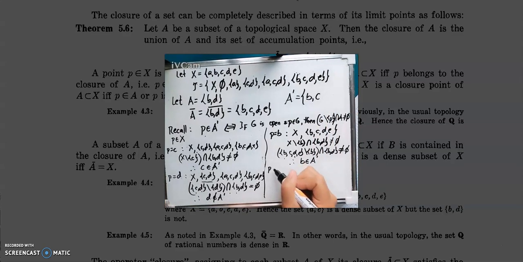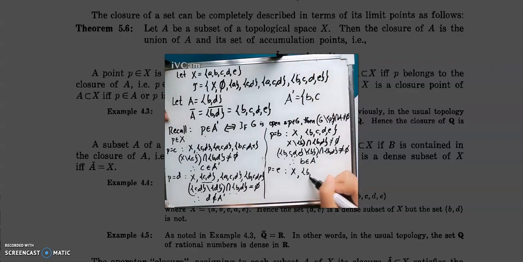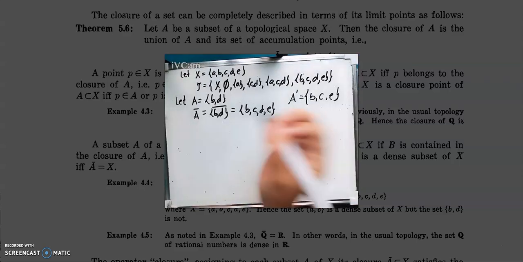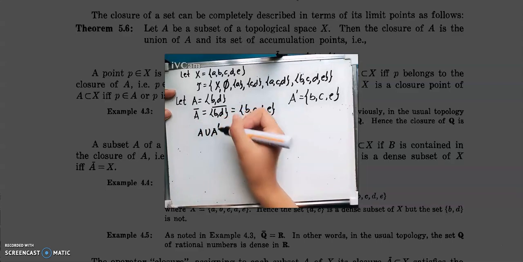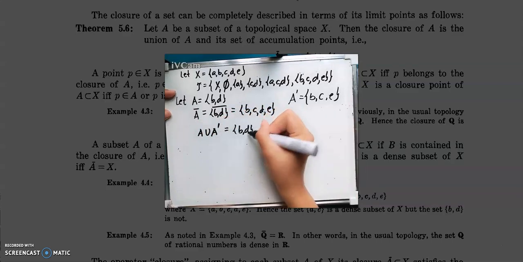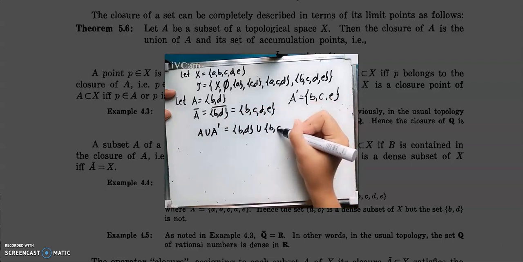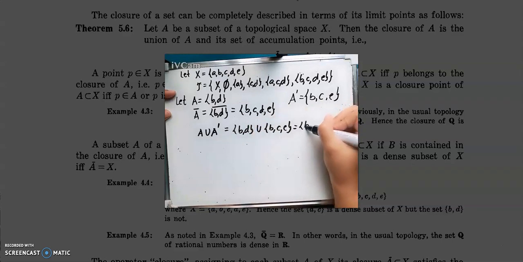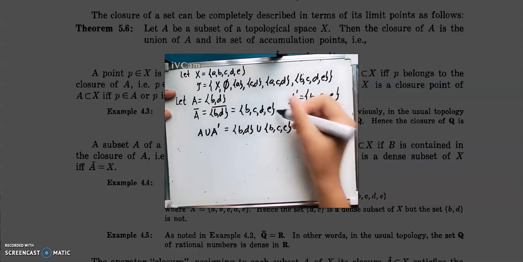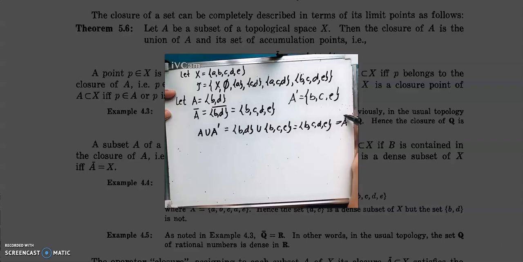Now, the last one is E, open sets containing E, we have X, and we only have B, C, D. Okay. And the same process, we can say that E is a limit point of A. Hence, the derived set of A is this set. Now, A union the derived set of A is equal to the set BD union this one. So we have B, C, E. This is equal to the set B, C, D, E. And notice that it is equal to the closure of A.